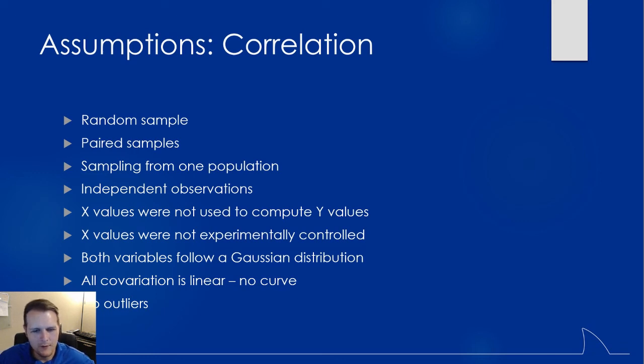You're also trying to assume this is a Gaussian distribution, as we mentioned, and that the covariation is linear. There's not going to be a curve to it. That gets a lot more complicated outside of our scope here, but that's one of the assumptions you're going to be dealing with, and hopefully there's no outliers, which we know that you can do tests for.